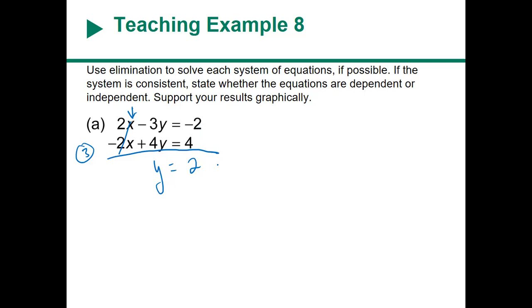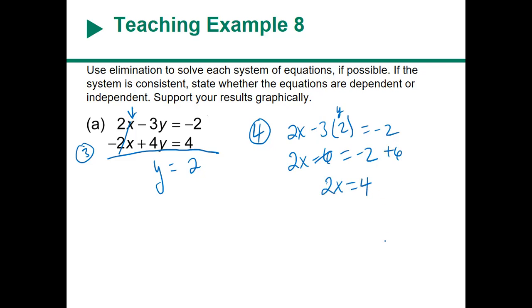Once I find out what one of the variables is, step 4 is to take that and plug it back into any one of the originals. It doesn't matter which one. So if I choose equation 1, I'm going to have 2x minus 3y times 2, because this is what y was, equals negative 2. I'm going to go through the math. I have 2x minus 6 equals negative 2. Now I'm going to isolate. So I add 6. I get 2x equals 4. Divide by 2. And I get x equals 2.